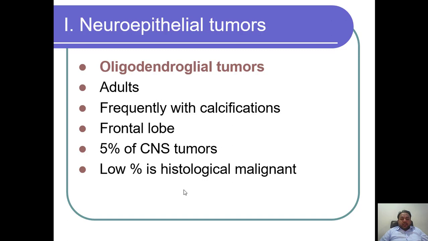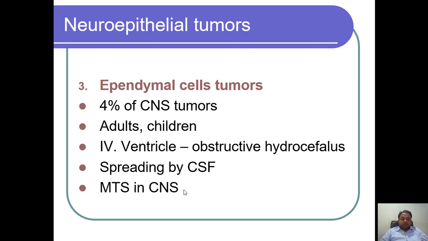Oligodendroglial tumors occur in adults. The differentiating feature of oligodendroglial tumors is its calcifications, commonly seen in the frontal lobe. Ependymal tumors are also seen in adults that occur within the ependyma. For example, ependymoma. They will lead to obstructive hydrocephalus.